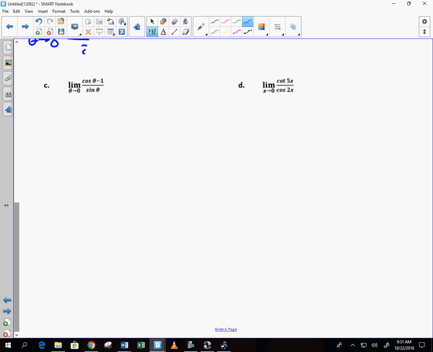First I'm going to plug in 0. What's the cosine of 0? 1 minus 1 over what's the sine of 0? 0. So I get 0 over 0. That's a problem. Okay, I always try direct substitution right away. If it doesn't work, then try something else.